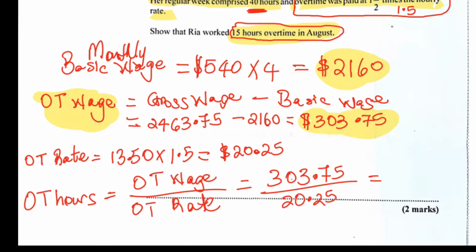Go ahead. You should get 15. Definitely the answer we got is 15 hours. So we have proven that. The other question says, in August, 20% of Rhea's gross earning was deducted as tax. 20%. So you want to pay attention to this. If you notice, I highlight stuff. In August, 20% was deducted as tax. So the question says, how much money does she have left after the deduction?